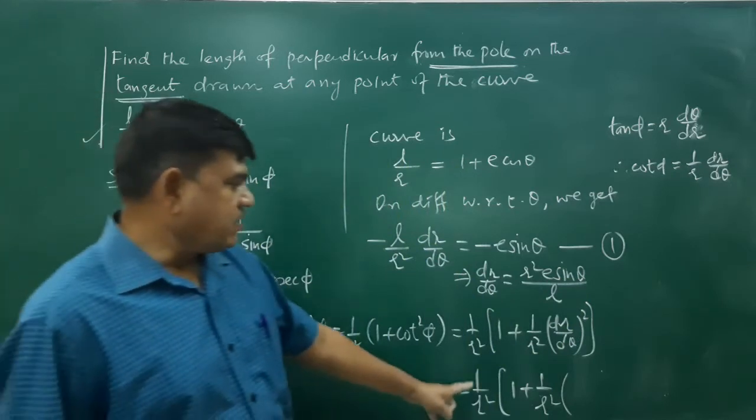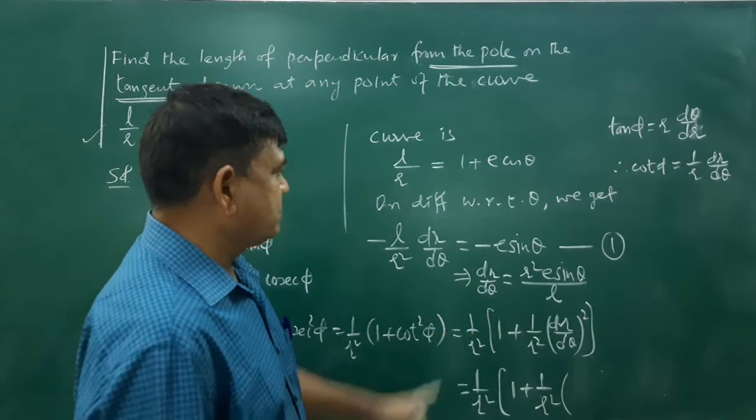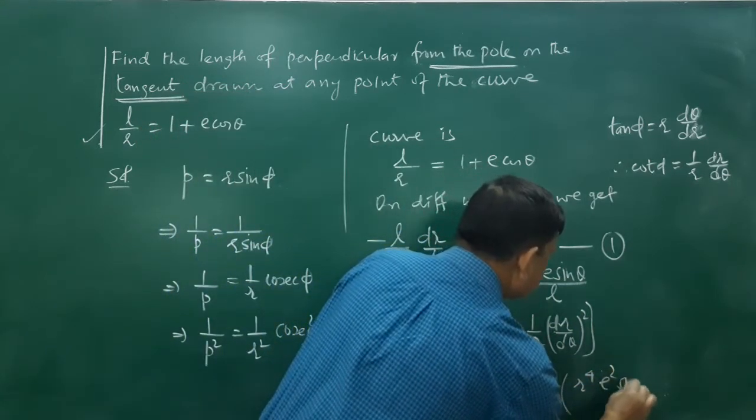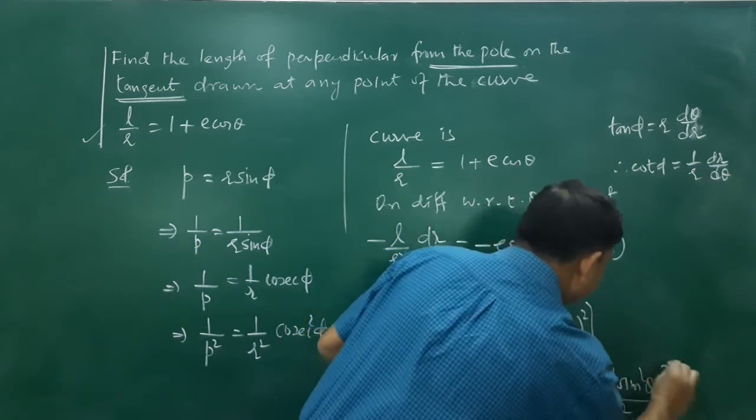So it is 1 upon r square, 1 plus 1 upon r square (dr by d theta) whole square. So the square of this term is r to the power 4 e square sin square theta upon l square. Look at this.